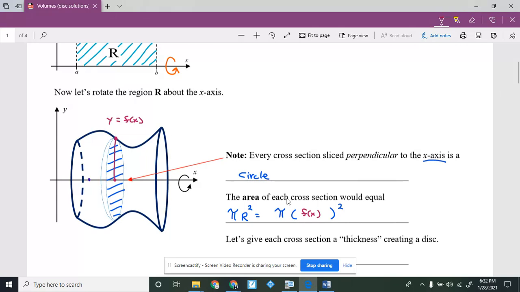Depending on what x is will depend on what my radius is. If I drew in a circular cross section here, that's going to have a different radius than if I drew a circular cross section there, and so on and so forth. So it's dependent on x. Great.